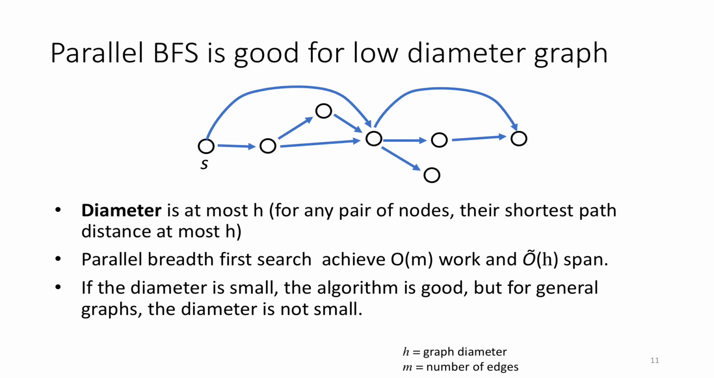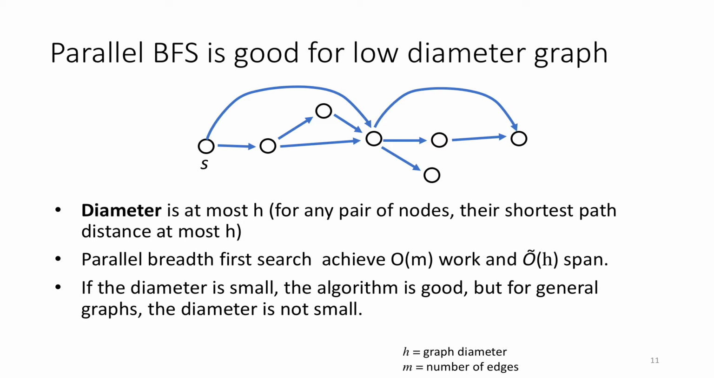Now let's take an overview of the approach. In the sequential setting, one of the good algorithms for the single source reachability problem is breadth first search. So in the parallel setting, can we just extend BFS? The answer is yes. Actually, parallel BFS is good in some cases.